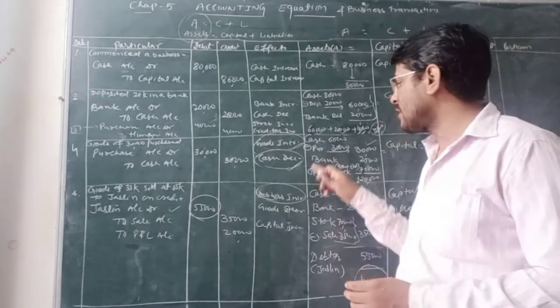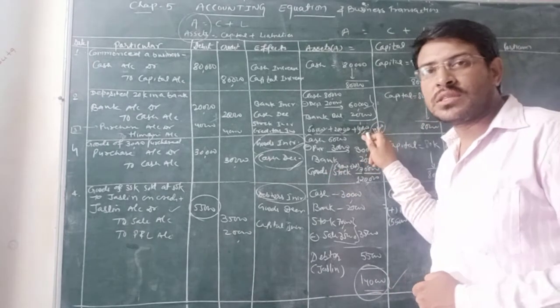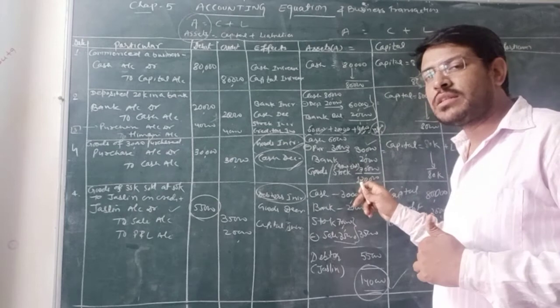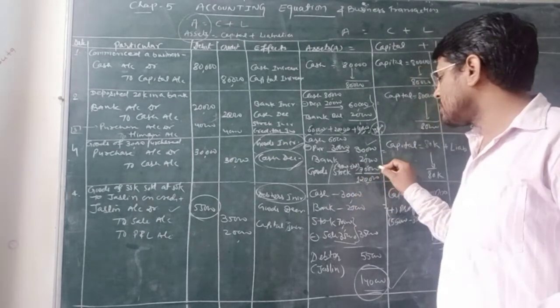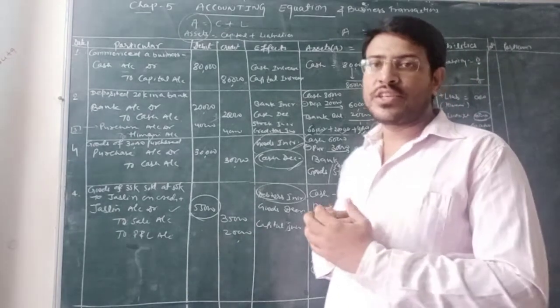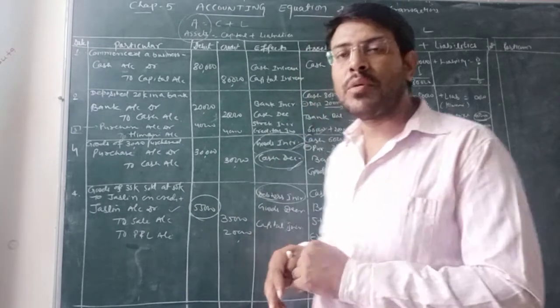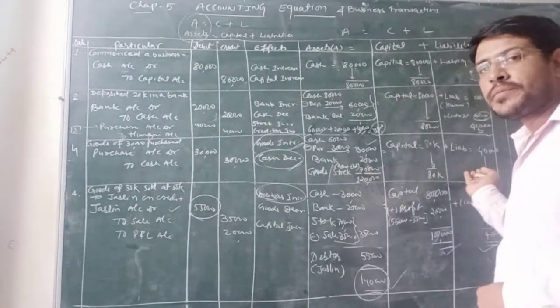Bank has no effect, will remain the same. Goods already you have 40,000 you have purchased in the previous transaction, now 30 more transaction is there, so it will be 70,000 of goods. Means when there is a cash transaction regarding goods, there is an increase and decrease only in the asset section. There will be no change in liability and capital section.